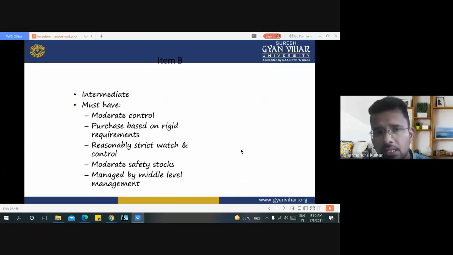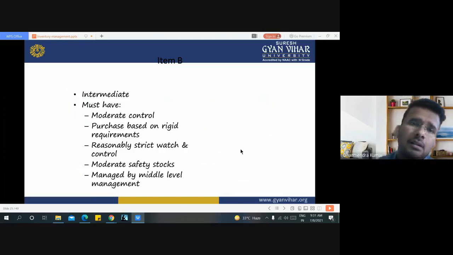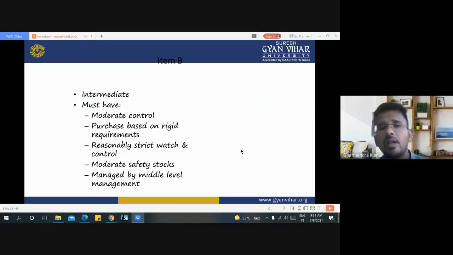Item B is intermediate in both aspects, like usage and value; it has a moderate value of inventory cost. It must have the following properties: moderate control, purchase based on rigid requirements, a reasonably strict watch and control, moderate safety stocks, and management by middle level management. This is the overall categorization of item B.